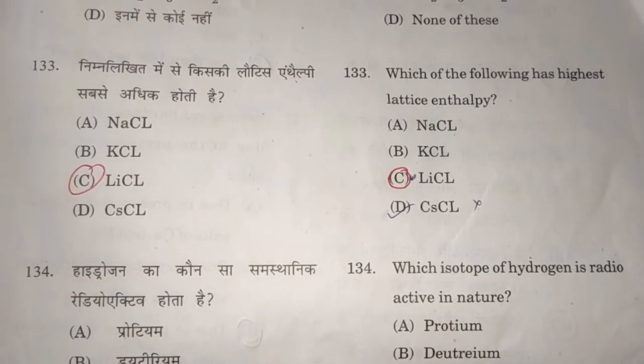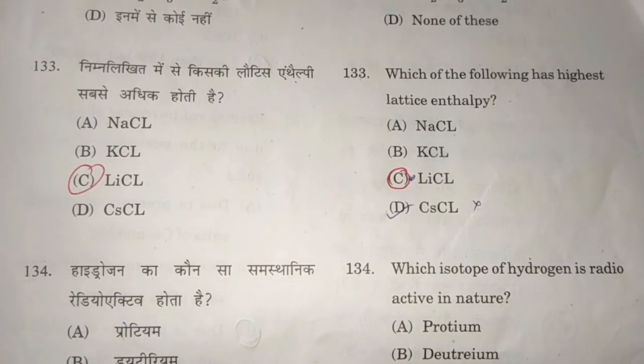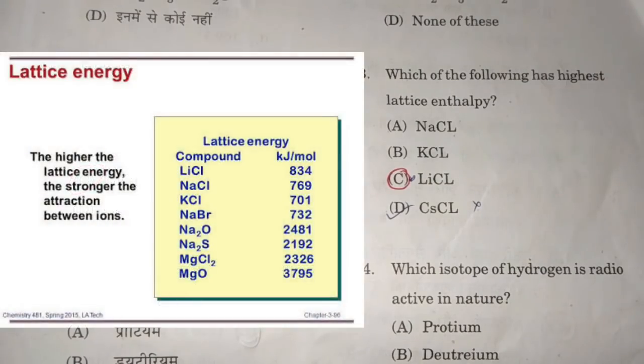Which of the following has higher lattice enthalpy? Option A NaCl, option B KCl, option C LiCl and option D CsCl. And the correct answer is option C lithium chloride. And here you can see the decreasing order of all the chlorides.